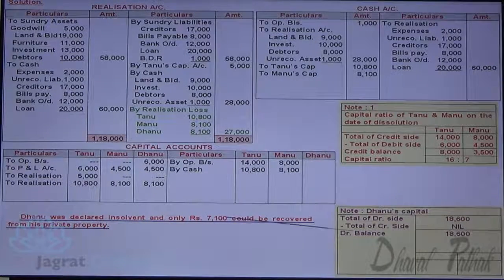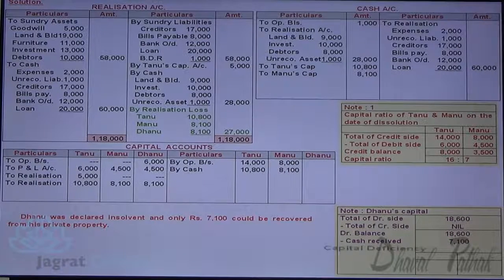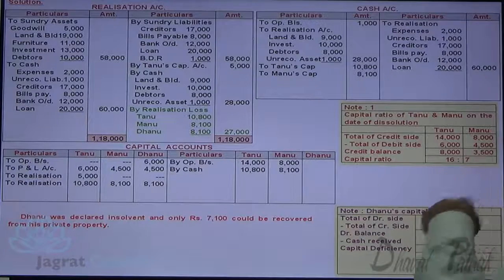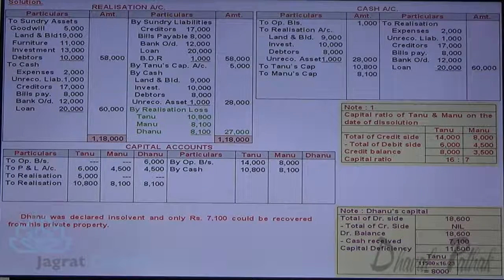So 7,100 he brought. So the capital deficit loss amounts to 18,600 minus 7,100. That is 11,500. This will be distributed in the ratio of capital, 16:7. So 16 by 23 is the share of Dhanu in the capital deficit loss, and that of Manu, 11,500 into 7 by 23, 3,500. This is the capital deficit borne by Dhanu and Manu. Now let us account for it.